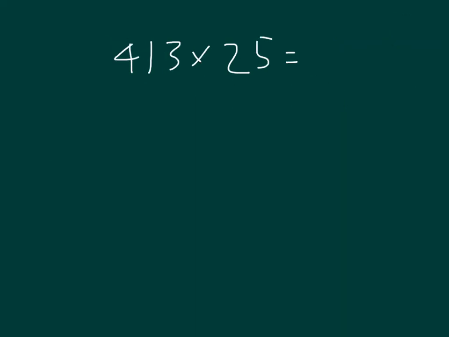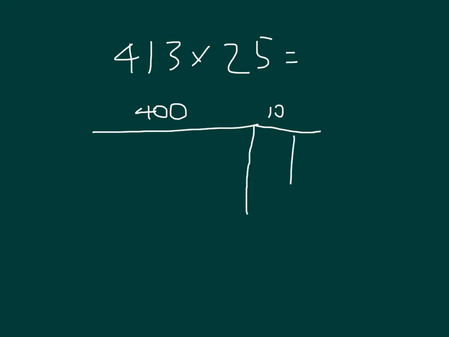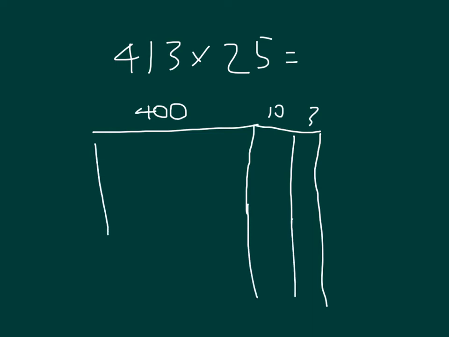Area models still work the same way, even if you're dealing with a 3-digit number multiplied by a 2-digit number. So we'll break apart 413 and decompose it. That's 4 hundreds. And then we have 10, followed by 3. And then we're multiplying by 25. So we get 20, and we get 5.